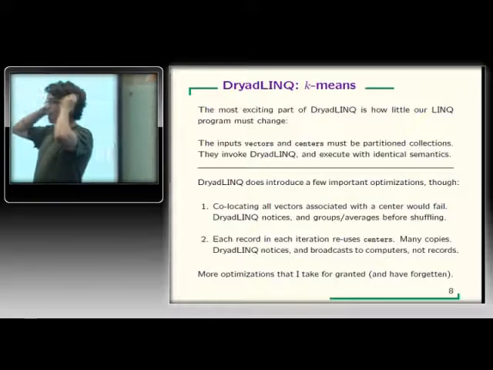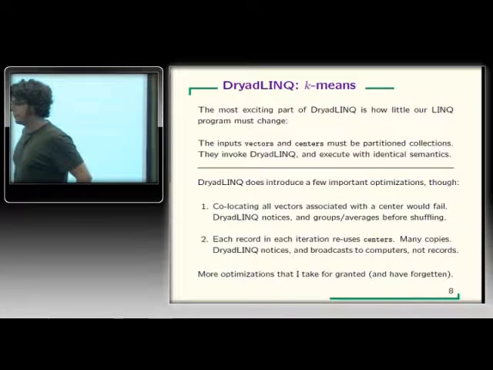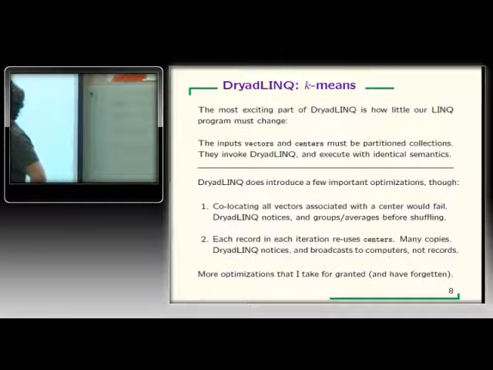Yeah? So the way you've written the query, nearest neighbor is like... Yes. Wouldn't that be a query by itself? Wouldn't it be a query by itself?